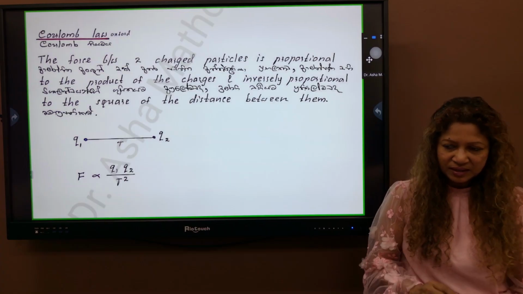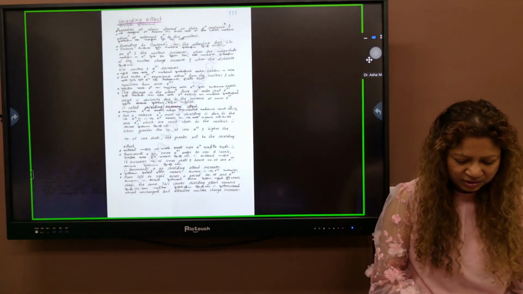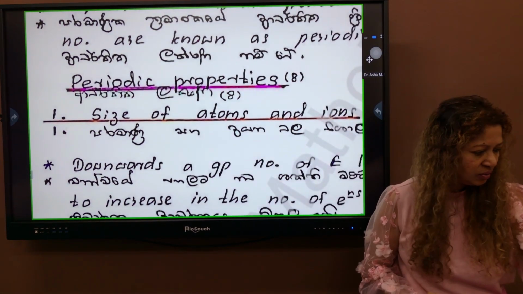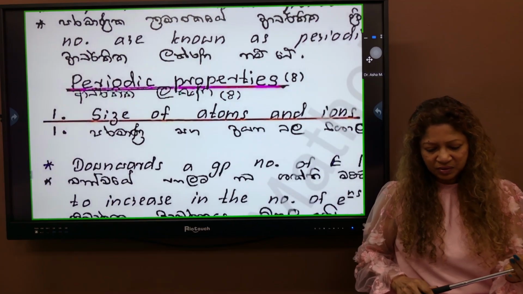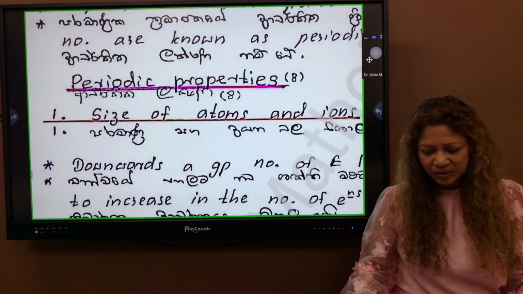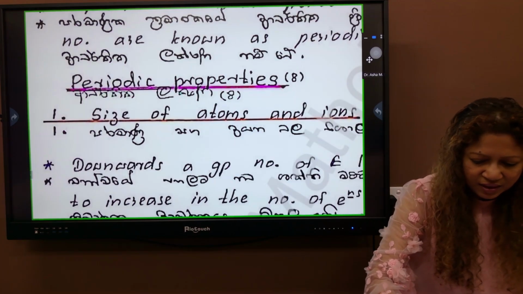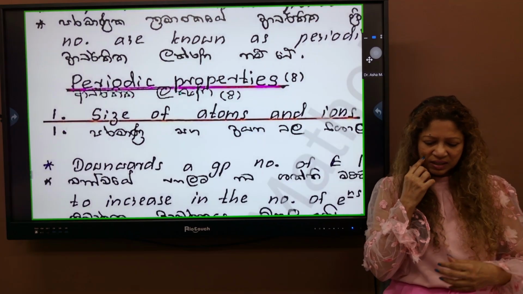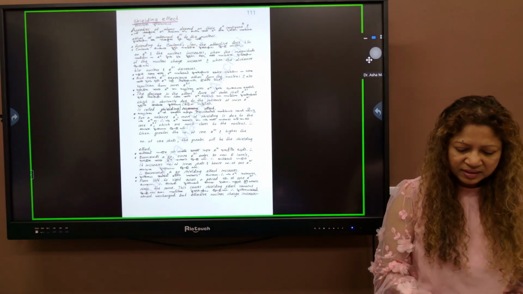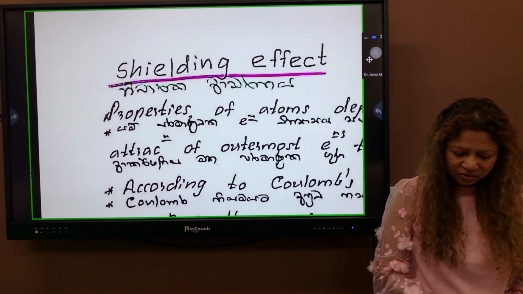Okay, so the next part is the periodic properties. Our next topic is periodic properties, and there are 8 periodic properties that we have to go through. But before moving on to that, whenever we need to understand special points, I would give special points separately, not within our real theory. To understand real theory, we need 2 other criteria to go on. One is the shielding effect, and the other one is the Coulomb law.